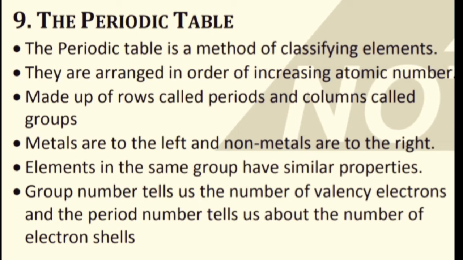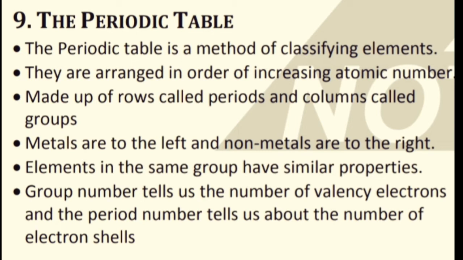For example, nitrogen. Which group is nitrogen in? Nitrogen is in group 5. So the valency of nitrogen is 8 minus n, 8 minus 5. So the valency will be 3.